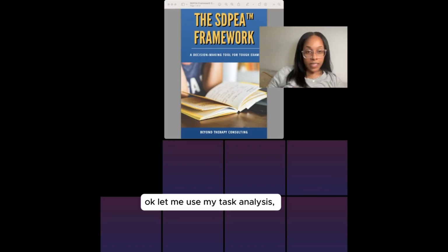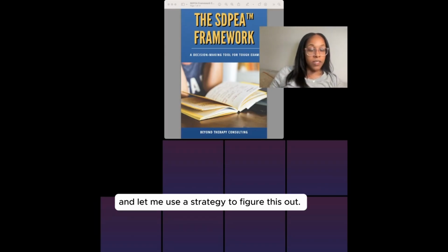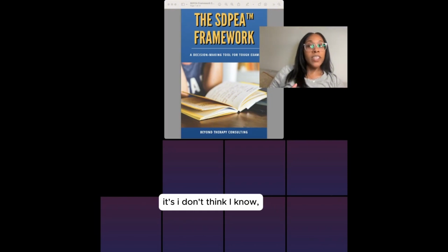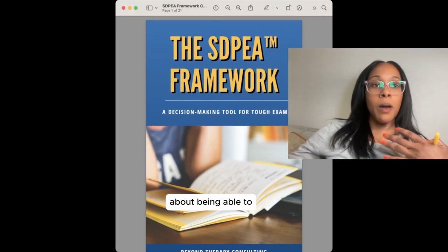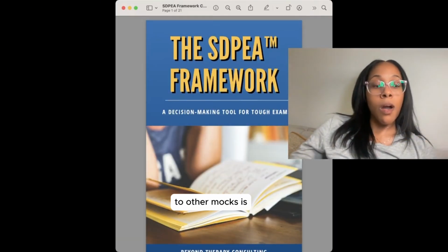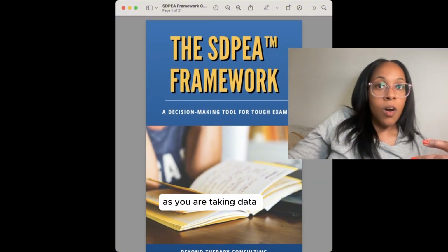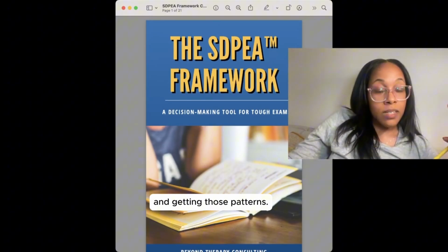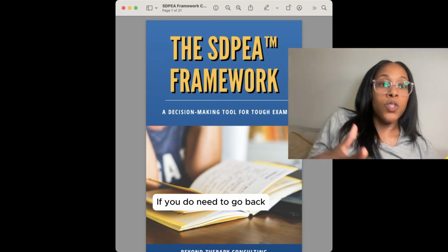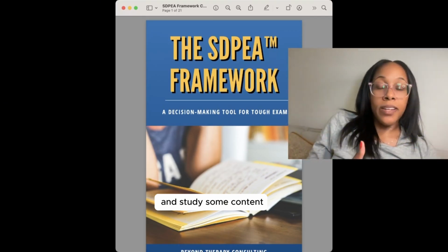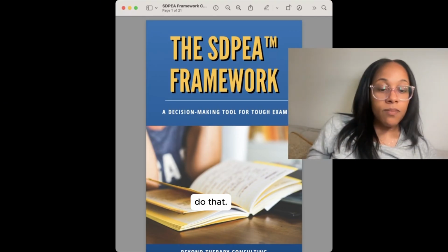Okay, let me use my task analysis, let me use my plan, and let me use a strategy to figure this out. Even if in the moment I'm like, I don't think I know this, let me use the information that I have, let me use the evidence to try to figure it out. So the nice thing about being able to apply this framework to other mocks is that as you are taking data on questions that you miss and getting those patterns, if you do need to go back and study some content, do that.